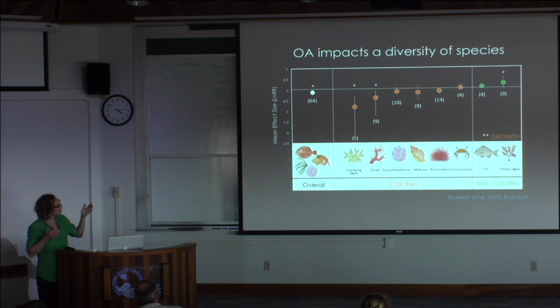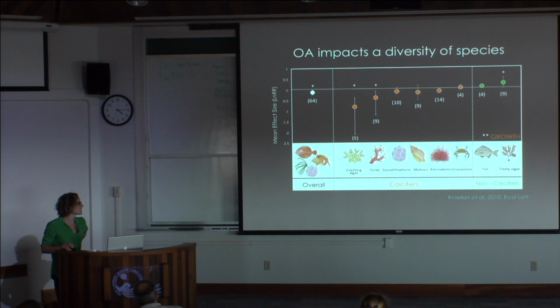And the way you can interpret this is that a negative response variable means a reduction in growth. Positive is the opposite, and significance is determined by those confidence intervals. I also have some little parentheses in there. That's how many studies at the time had gone into calculating that mean effect size.